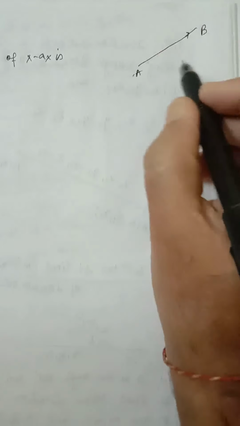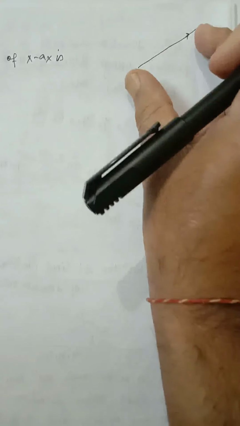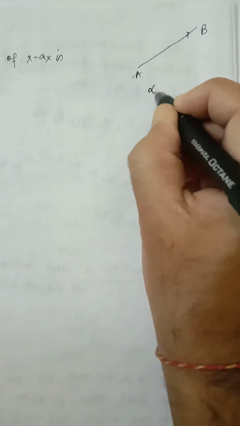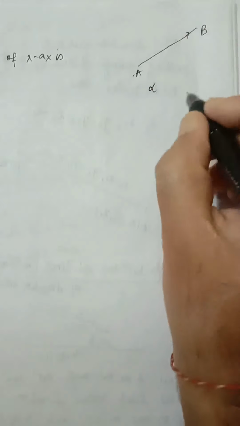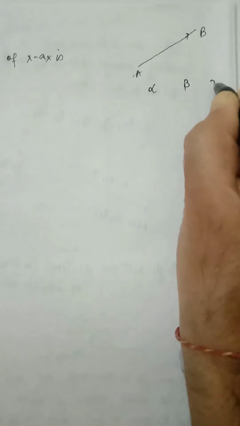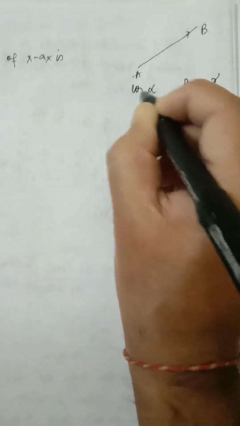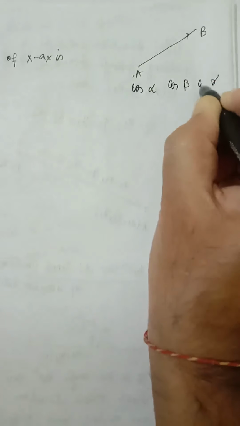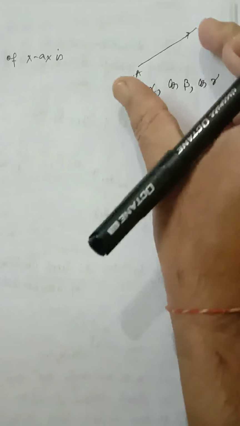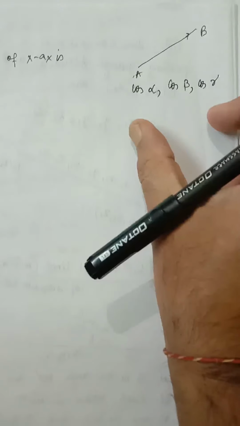Suppose we have to find direction cosines of the line AB. First of all we find the angle made by this line with x-axis. Suppose the angle is alpha. Suppose this line makes an angle beta with y-axis and gamma with z-axis. Then cos alpha, cos beta, cos gamma will be the direction cosines of this straight line.